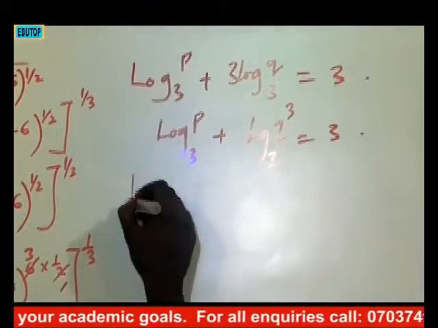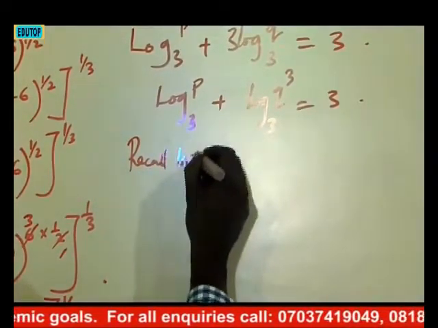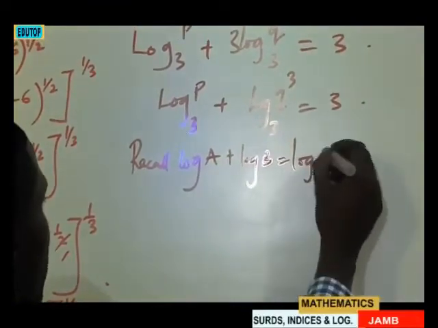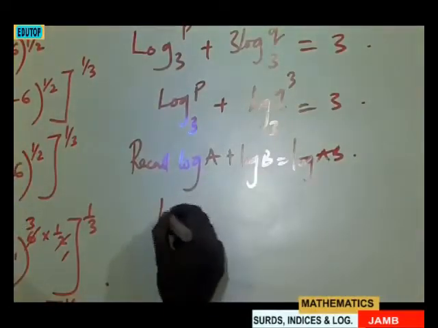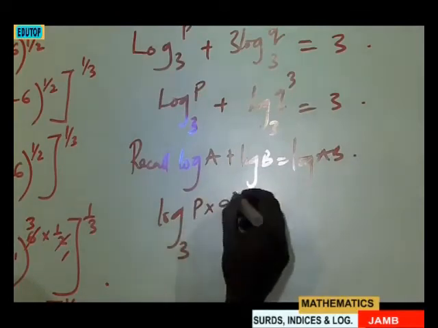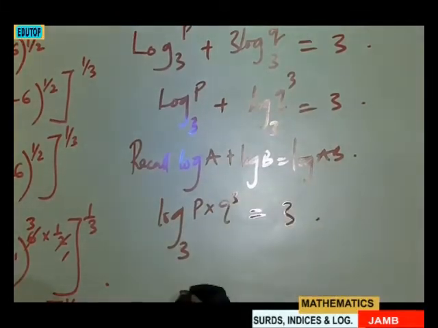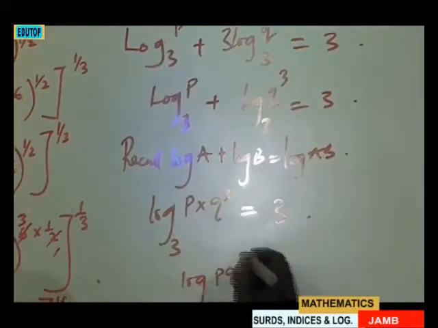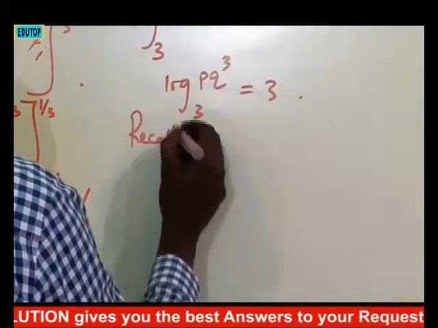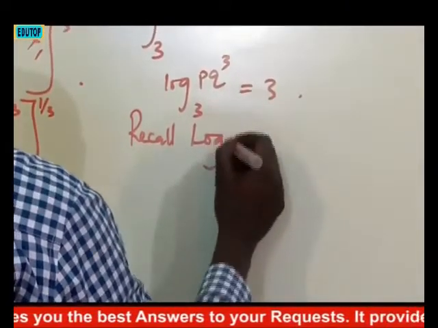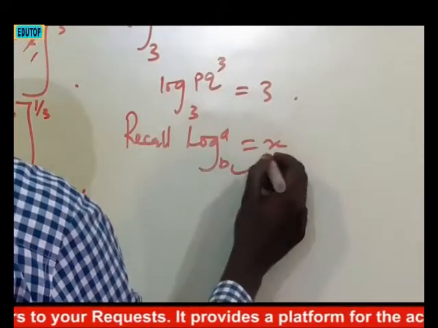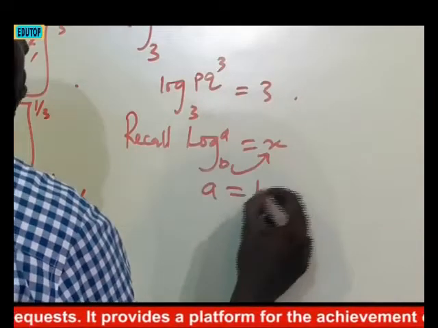Then by the law of logarithms, recall that log of A plus log of B is the same thing as log of AB. So I can apply that here. So I have log to base 3 of P times Q raised to power 3 equals 3. So here I have log P Q cubed base 3 equals 3. Recall also that if log A base B equals x, then when this one leaves, I have A equals B raised to power x.